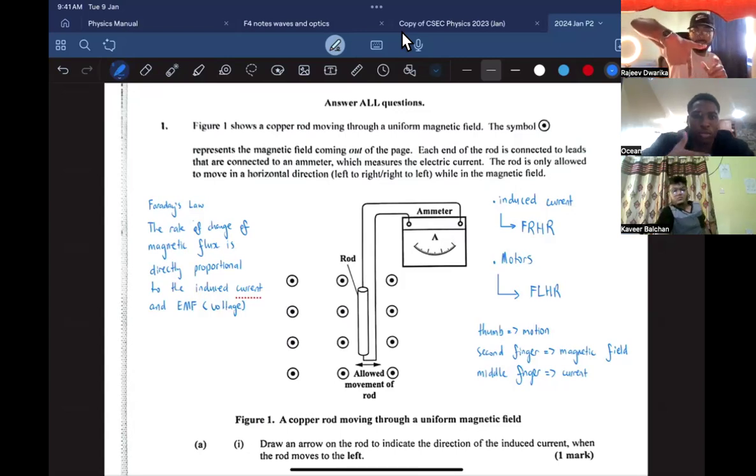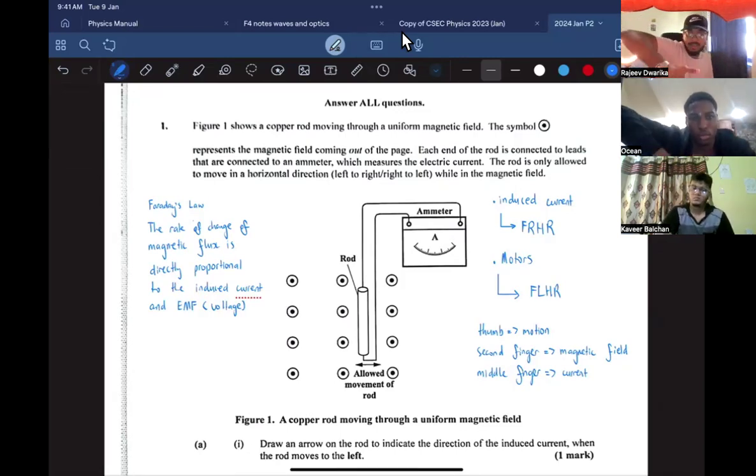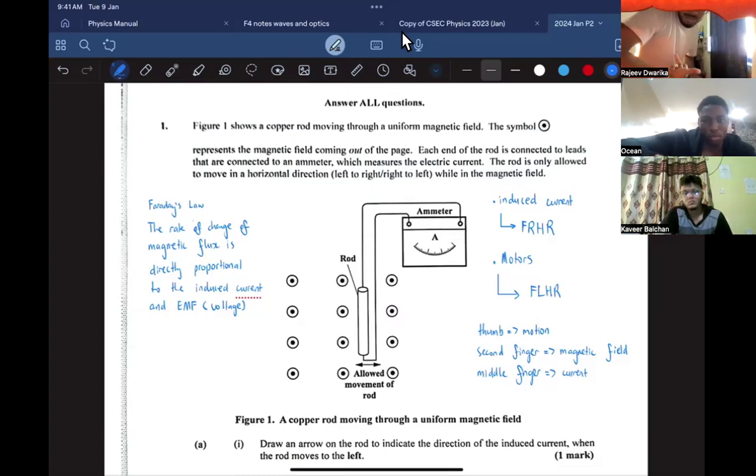So let me explain what has to happen. Your thumb is in motion, and it is supposed to be pointing to the left. Your second finger is the magnetic field, which needs to be coming out to you. And the last finger would give you the current. So I want somebody to tell me, when you apply it, what direction is the current going, up or down?